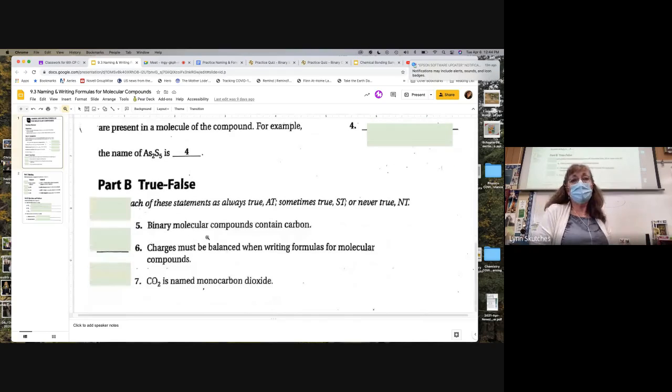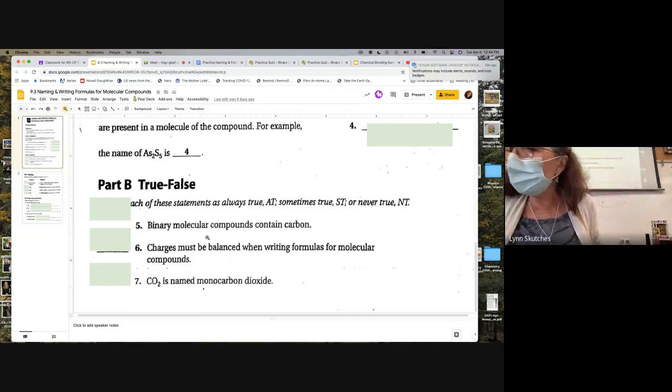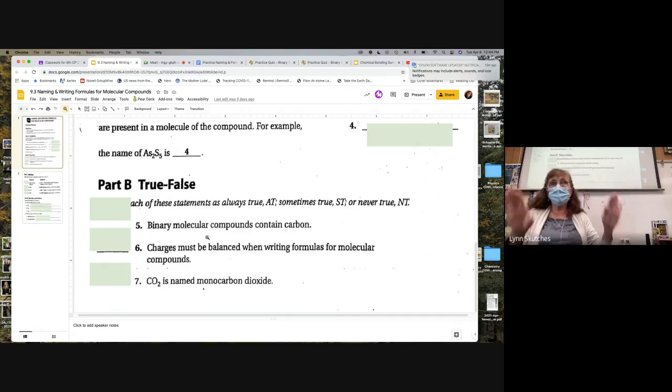All right, our true and false. This book does it as always true, sometimes true, never true. Binary compounds contain carbon. What do you want to say about that, Gwen? Sometimes true, absolutely. Charges must be balanced when writing formulas for molecular compounds. How about Haley? Never true. Okay. Charges are only for ionic compounds, and they have to have equal positives and equal negatives to get to 0, but that's not true for covalent compounds or molecular compounds.